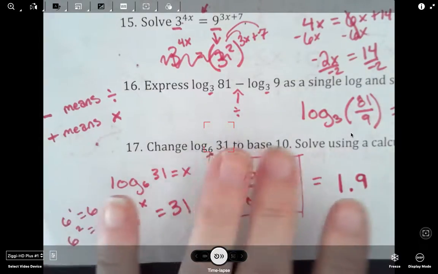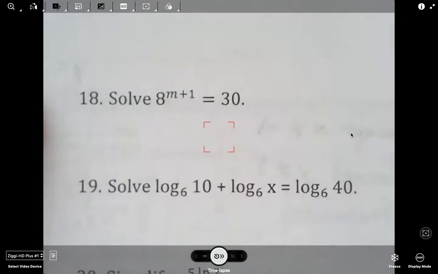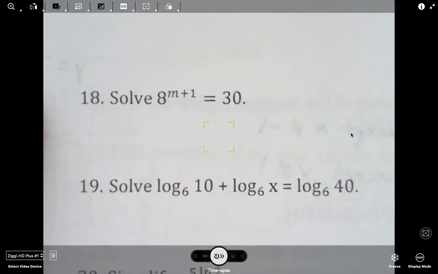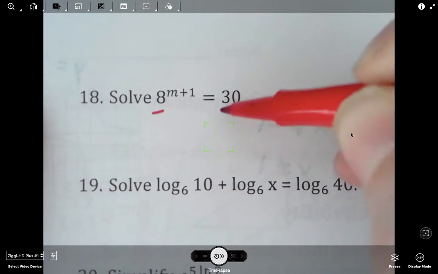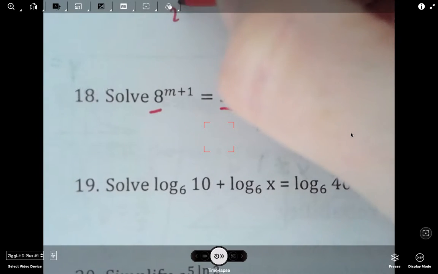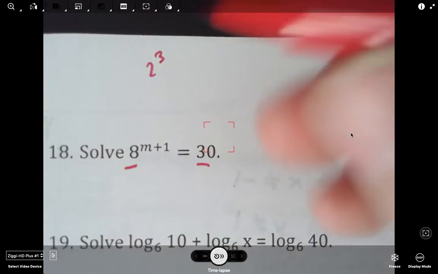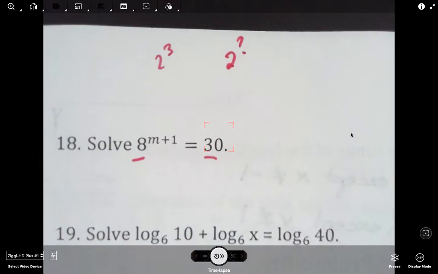All right, couple left. 18. We just had a problem where we had two exponential functions equal to each other. We have 8 and we have 30. Right before we had 3 and 9, and we wrote 9 as 3 squared. So 8 and 30 are the two numbers. I know that 8 is like 2 to the third power, right? Maybe we can switch them down to 2's. 2 to the what power will give me 30?